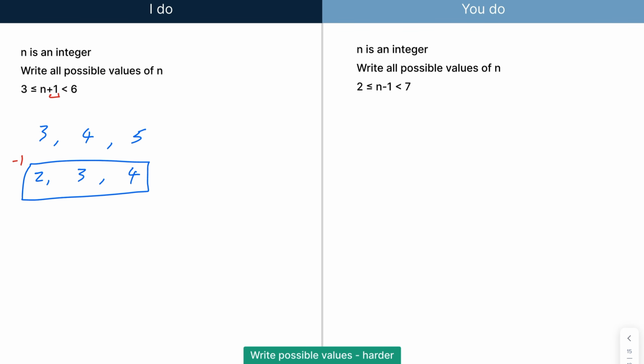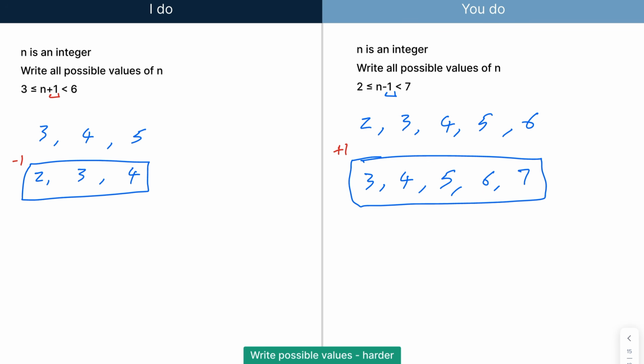Hopefully you've pressed pause and had a go at the example on the right. The first step is as usual. We're just going to write out all the values. So that's 2, 3, 4, 5, and 6. That's the normal step. The second step is doing the opposite of whatever n's got here. Because it's a -1, we're going to add 1 to each one of these. So that is going to become 3, 4, 5, 6, and 7. And that is all the possible values of n. And you can test this because if you put 7 into there, 7 minus 1 is 6. Does 6 fall within this range? Yes, it does. And you can also test it on this one. 3 minus 1 is 2. Does 2 fall within this range? Yep, we're allowed to have 2.